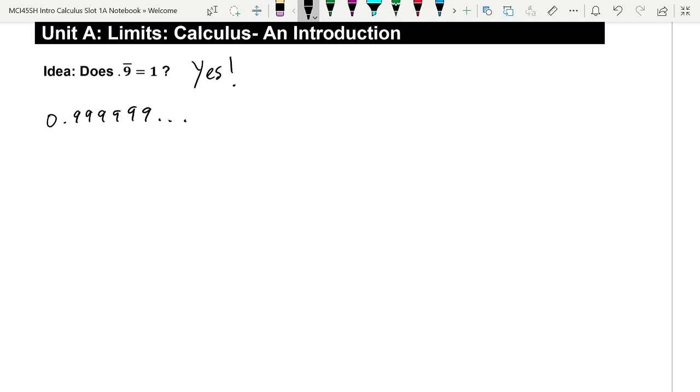Like, for example, do you know what 0.1 repeating's fraction equivalent is? Anybody? And at home, when I ask an open question, feel free to chime in.